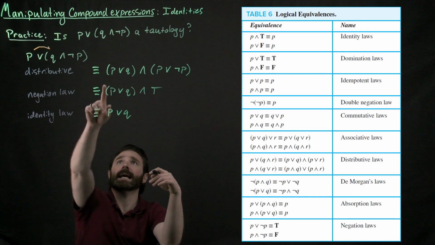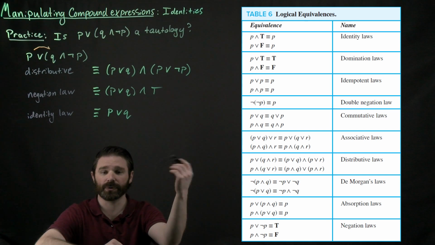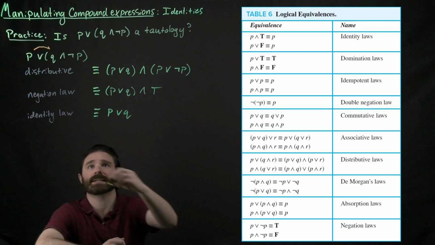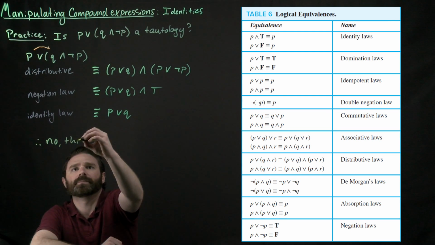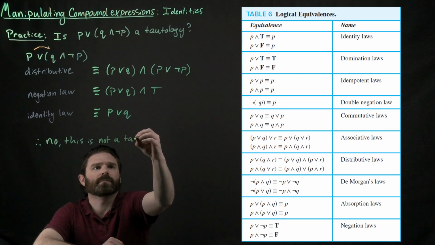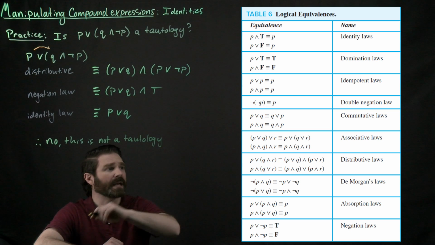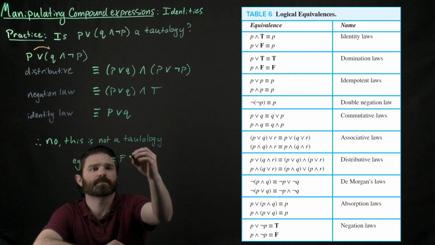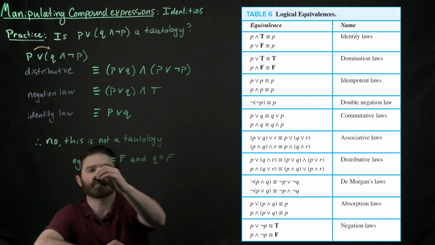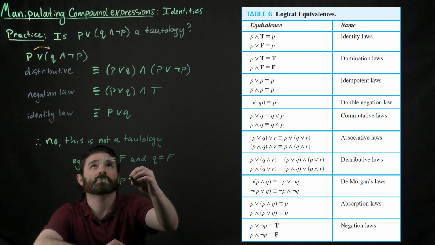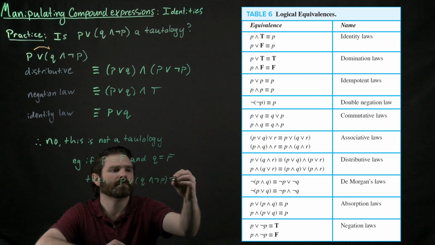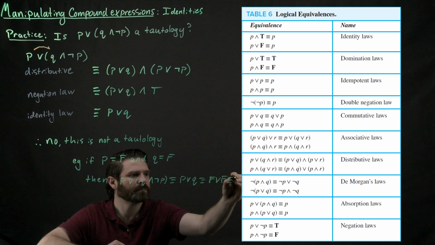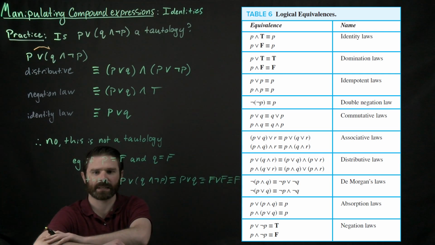Fantastic. So I've been able to take that compound expression and I reduced it down to this. And we can immediately see that therefore, no, this thing is not a tautology. And it's not a tautology because, for example, we have that this thing is false right here.